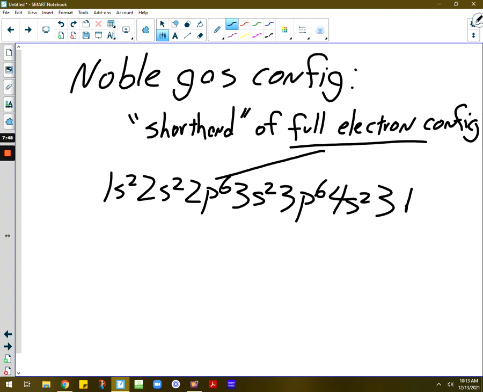4s2, 3d10. There you go. And so on. Okay? That's the full electron configuration. Well, when you start getting to really big atoms, it gets really tiresome to write all that mess out.